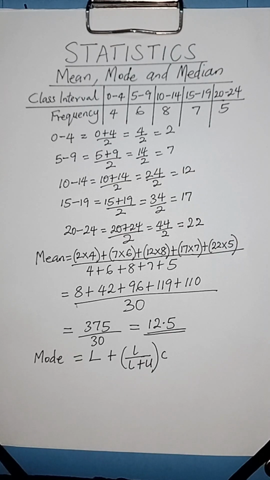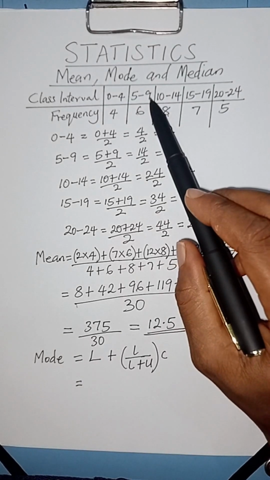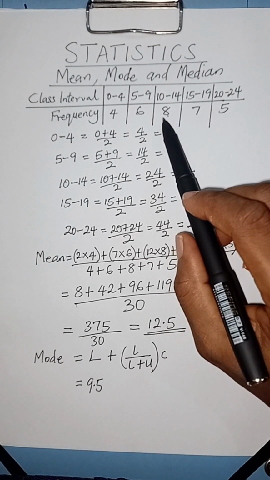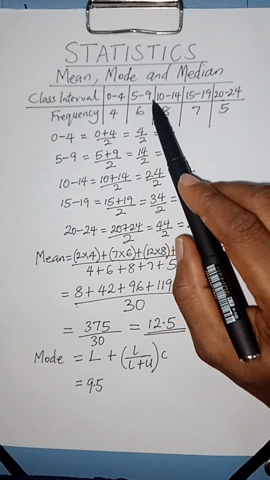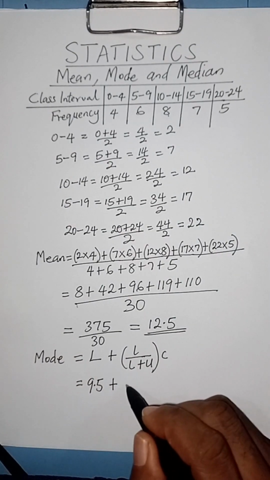But now, what does this L stand for? Like I said, it stands for the lower boundary value. So what is the lower boundary value? Since we are able to identify the modal class interval, the lower boundary value will be this 9.5. That's it. Once you can get the modal class interval, then this 9.5 is the lower boundary value. Now, let's go to the next one.